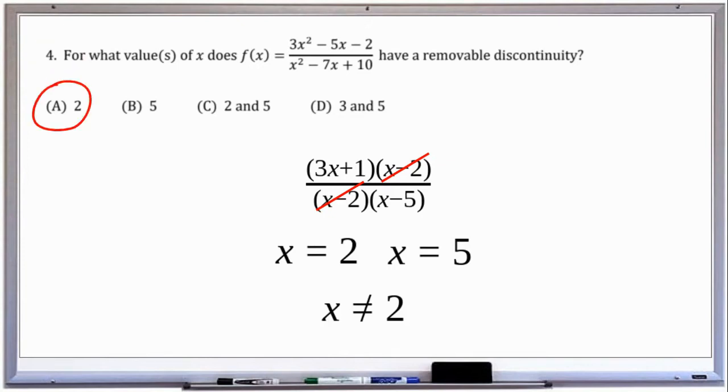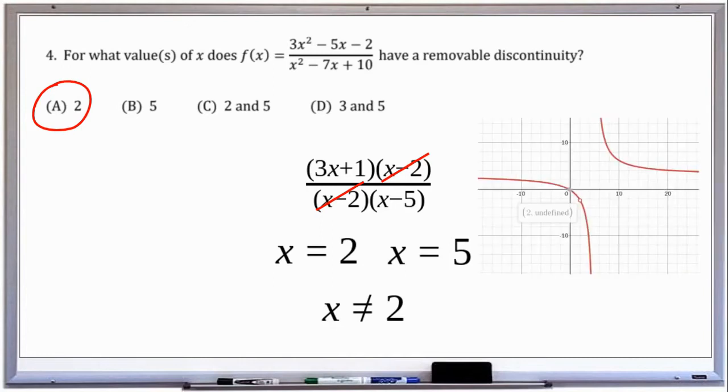So our answer is A. Now 5 is still a discontinuity, just not a removable one. So here's a graph showing that. To find the position of that hole on the graph, just plug 2 into the original f of x function, and you'll get negative 7 over 3, which is where the hole is. And that x equals 5 is still there. It's just an asymptote, that discontinuity.